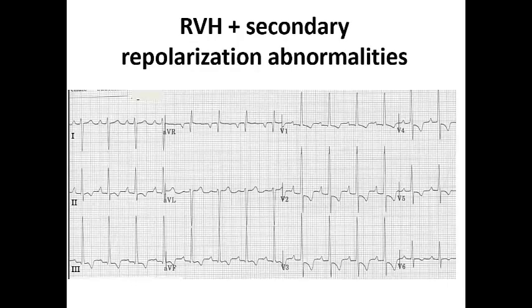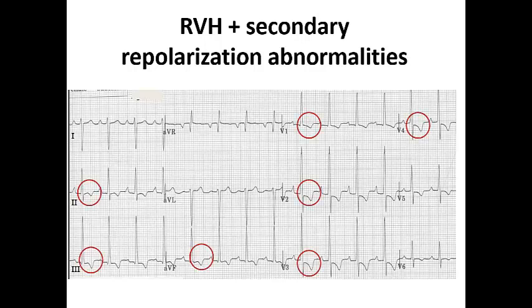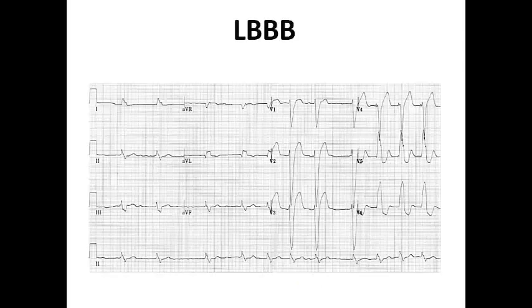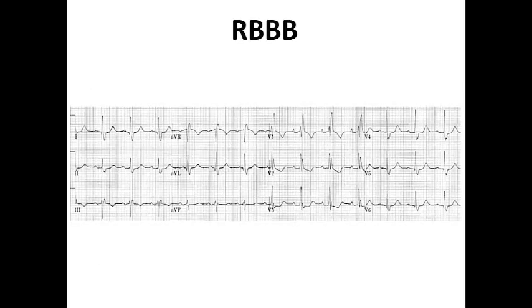Here is another example of a patient having RVH as represented by the tall R wave in V1 with secondary repolarization abnormalities in the right precordial leads plus the inferior leads, together with ST segment depression. Of course, they may occur as well in left bundle and right bundle branch block, occurring in the corresponding precordial leads. Like here, the patient has left bundle branch block, so he has T wave inversion and ST segment depression in V5, V6, which are the left precordial leads. Whereas here in right bundle branch block, the patient has T wave inversion in V1, 2, and V3, the right precordial leads, so it makes sense.